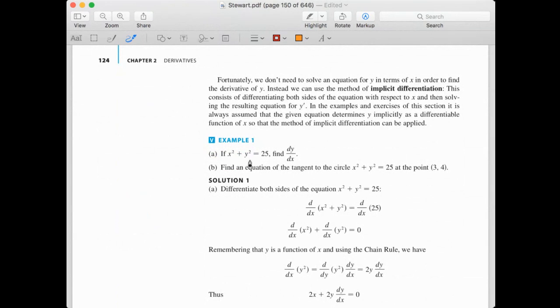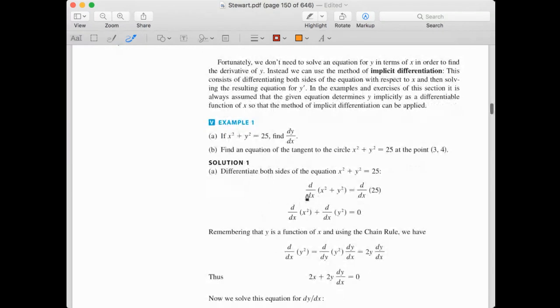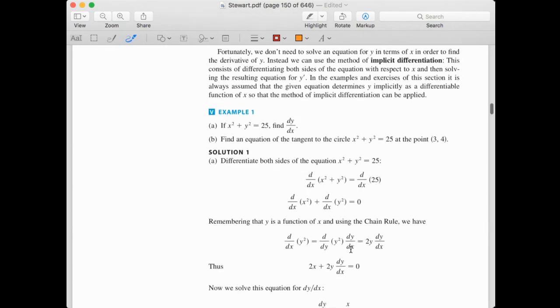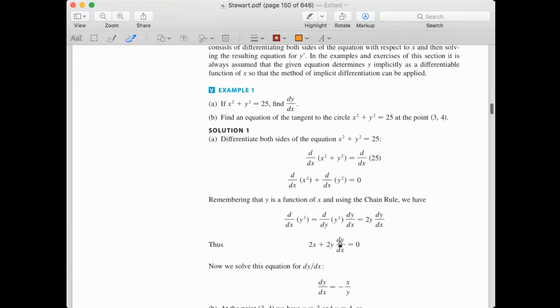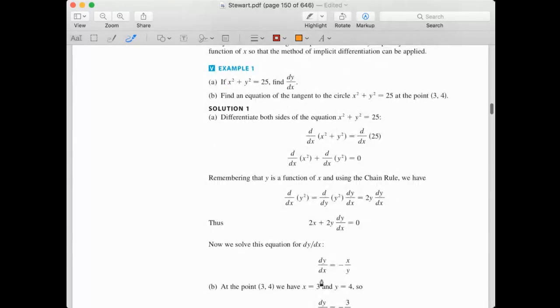Okay, well, we already did this, right? x squared plus y squared is 25. That's a circle centered at the origin with a radius of 5. So take the derivative on both sides. The derivative of a number is 0, and the derivative of x squared is 2x dx/dx, but dx/dx is 1. The derivative of y squared is 2y dy/dx. So then we simplify, we get 2x plus 2y dy/dx equals 0. So we solve for dy/dx, which is negative x over y.